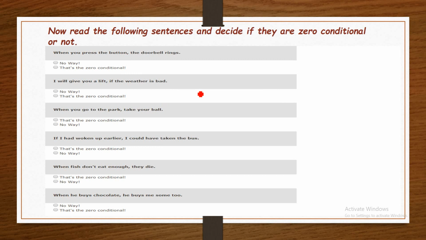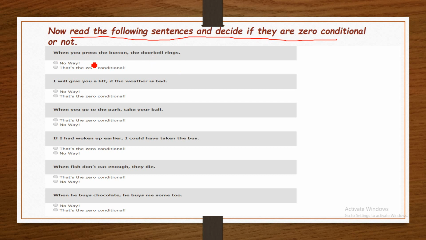Now a quiz, an extra practice. Read the following sentences and decide if they are zero conditional or not. Number 1. When you press the button, the doorbell rings.